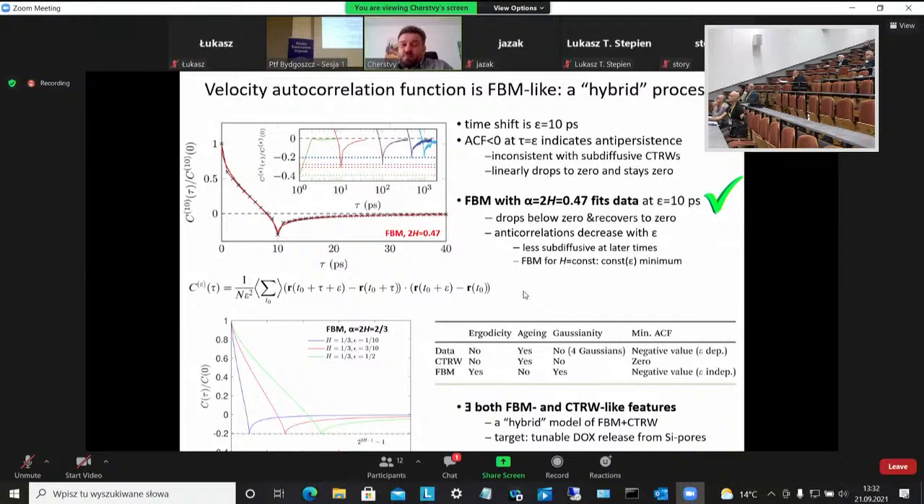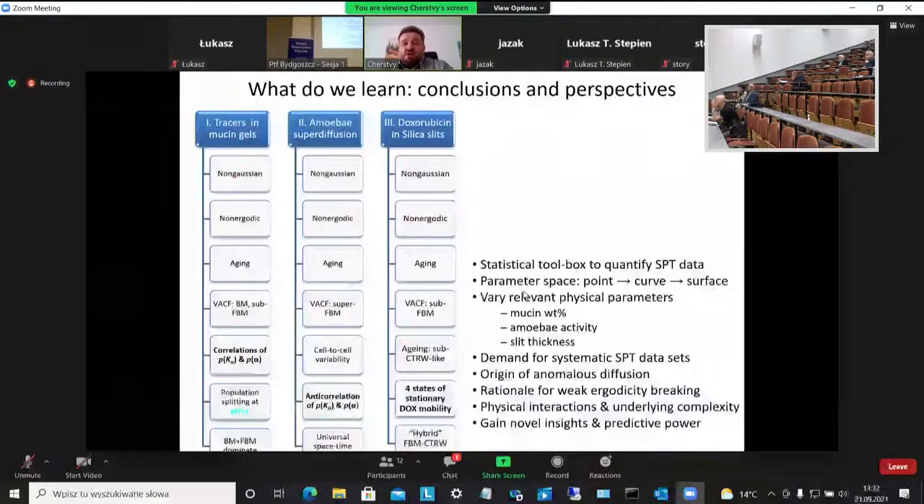our doxorubicin set actually has features of both FBM and continuous time random walk, asking us as theoreticians to produce these hybrid processes I've shown you in the beginning of the talk. And with this, I want to finish by saying that in all these three data sets I've shown you, we have seen non-Gaussian, non-ergodic diffusion with some variability of diffusivities. However, this is just a start. We want to understand more.